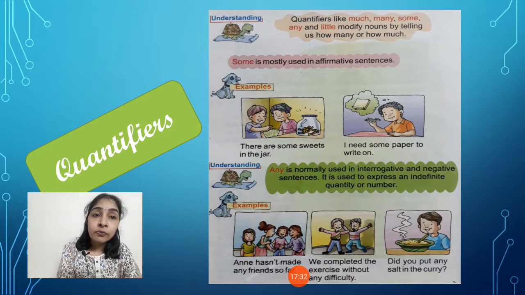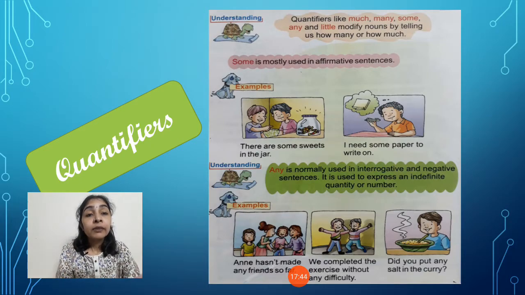There are some sweets in the jar. I need some paper to write on. So they are bringing the positive sense, though the quantity is less, but the positive sense. But when we talk about Annie, Annie hasn't made any friends so far. So that is giving a negative sense, that she has made none of the friends.